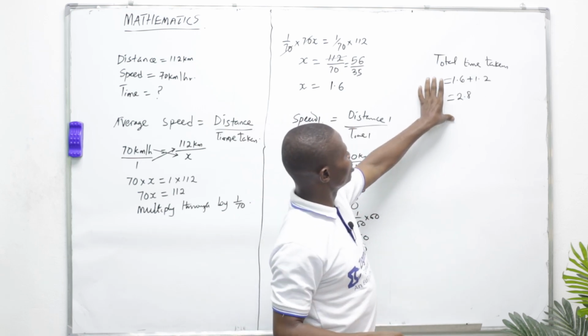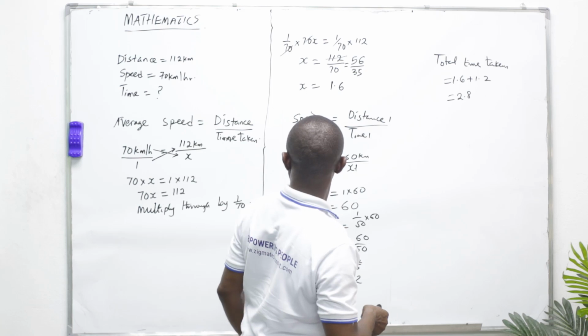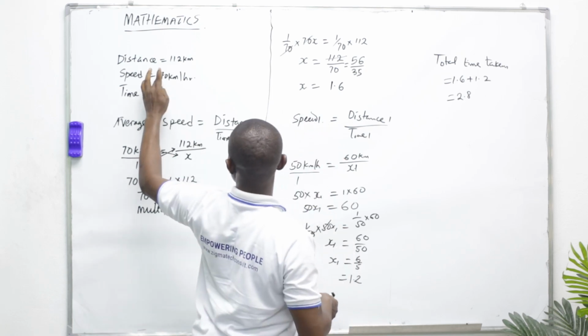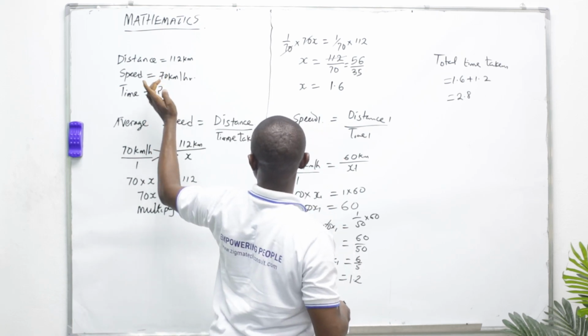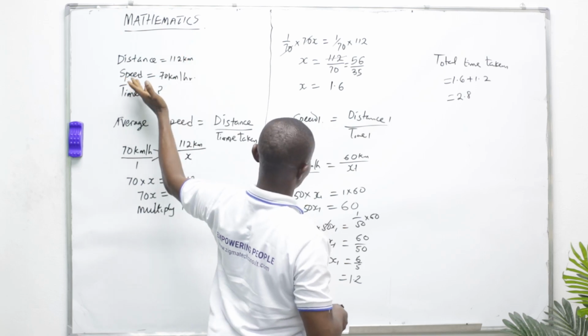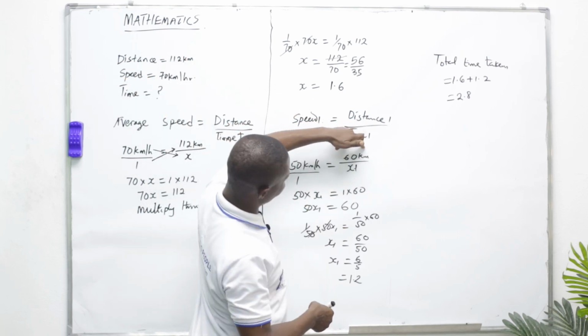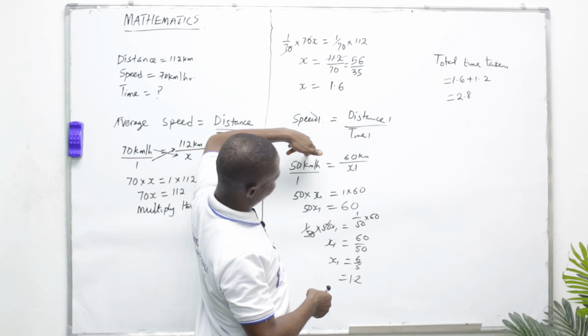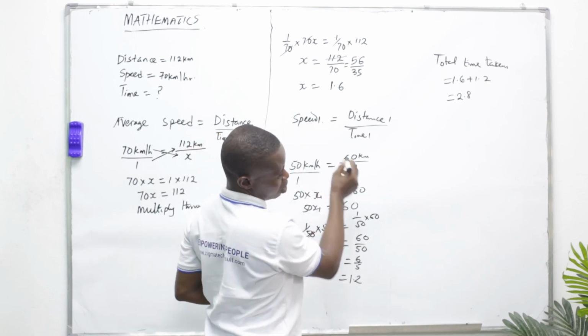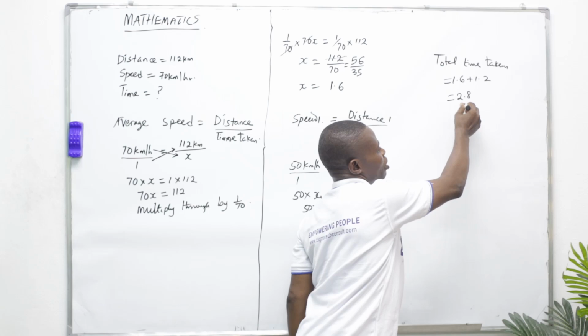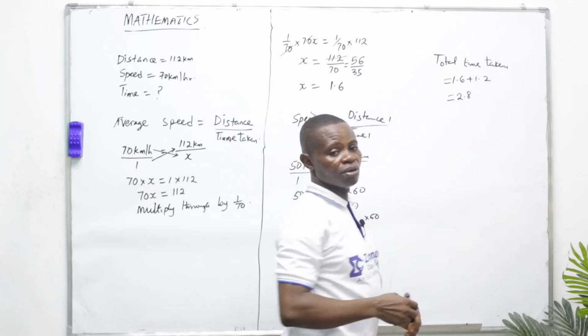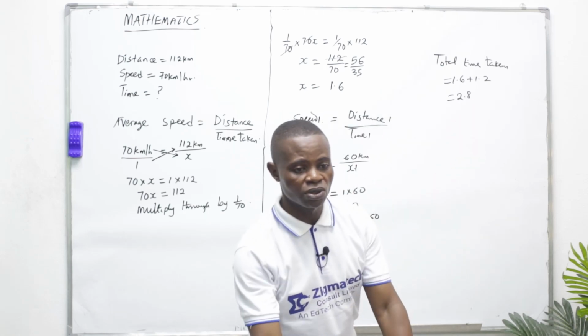Don't forget your unit, because what you have here is kilometer per hour. Kilometer will cancel kilometer, and it will remain what? Hour. But you have to have how many hours? 2 hours 8 minutes. So that becomes the solution to that question.